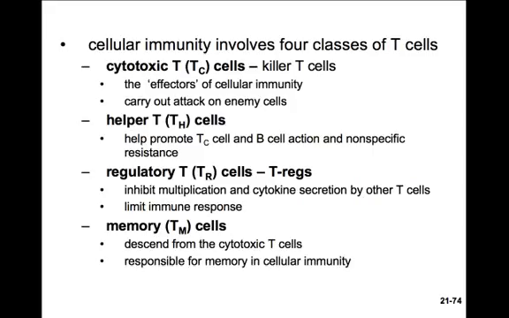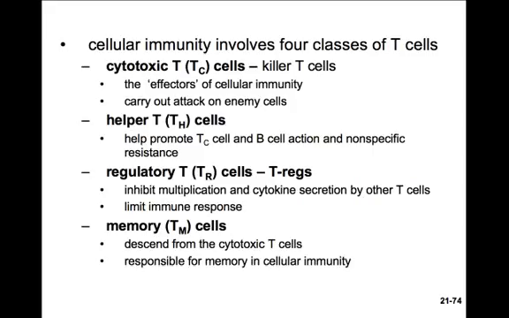There are helper T cells, T sub H. They promote cytotoxic T cell and B cell action, as well as nonspecific resistance. So helper T cells help out a lot of different cells. Then we'll see regulatory T cells, or Tregs. They inhibit multiplication and cytokine secretion by other T cells. Thus, they limit the immune response. They regulate how big the response becomes.